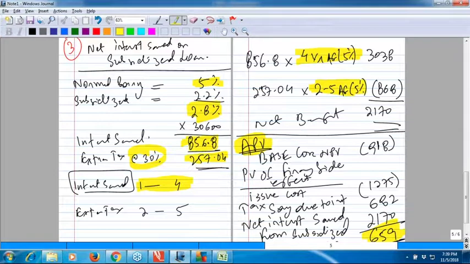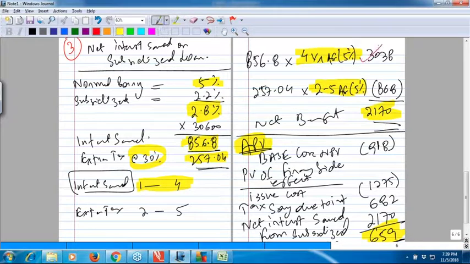Amna Ahmed, how did you calculate net benefit? Net benefit of what? Net benefit of the subsidized loan. So you see, we did it this way. What did we do? First of all, we calculated 3038 as the interest saved, and then we deducted this 868 as an extra tax.